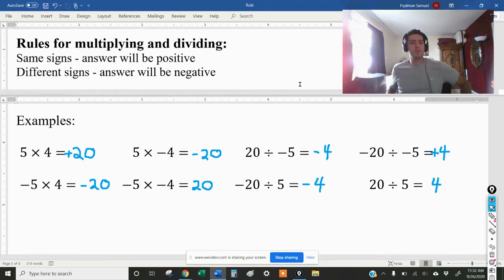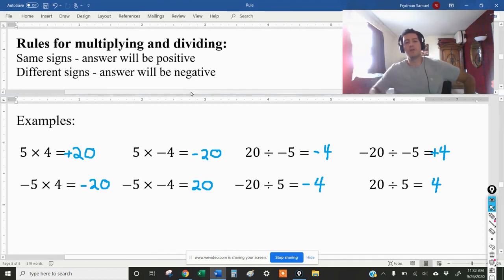Okay? So that's it. I personally think that the rules for multiplying and dividing are a lot easier than the rules for adding and subtracting.